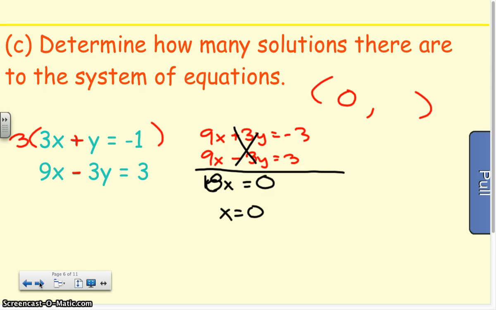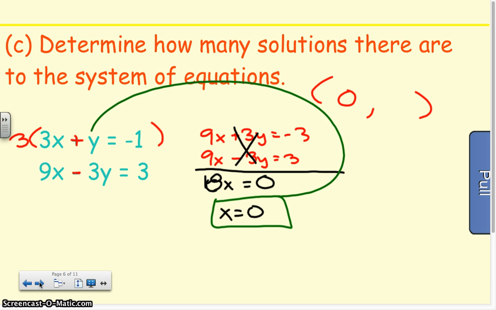Now I look here, I have to find my y. So I box off my x. I'm trying to see where that x is going to go. My strategy is I put it right back into the original equation.